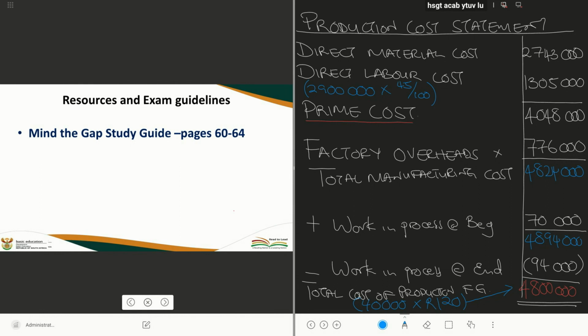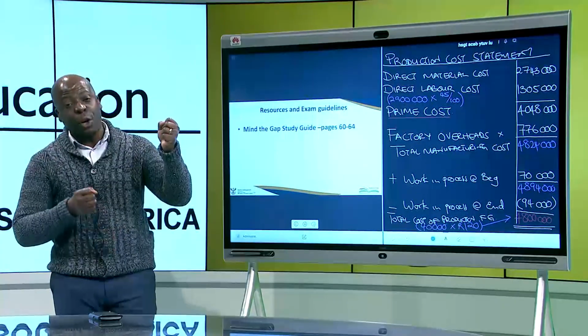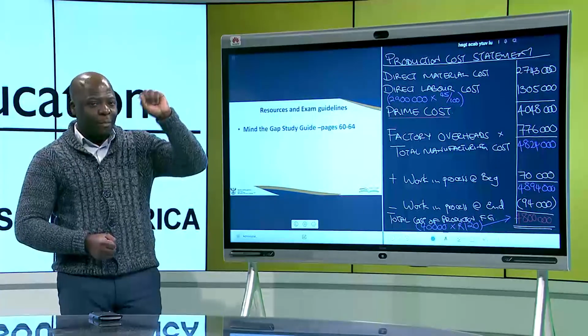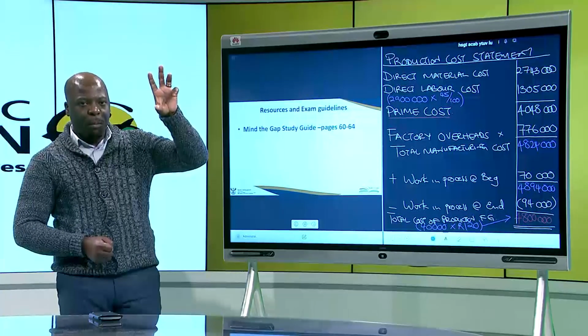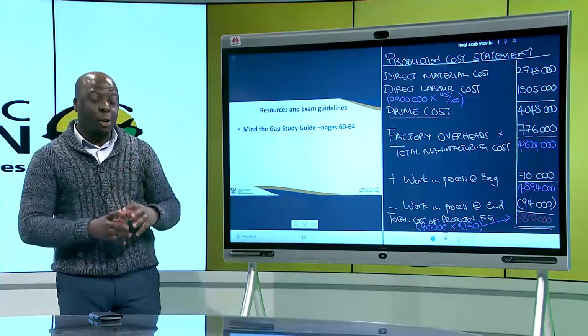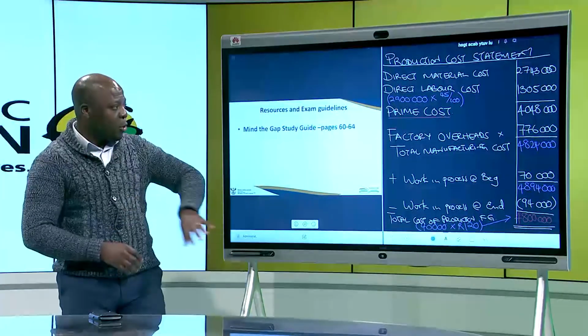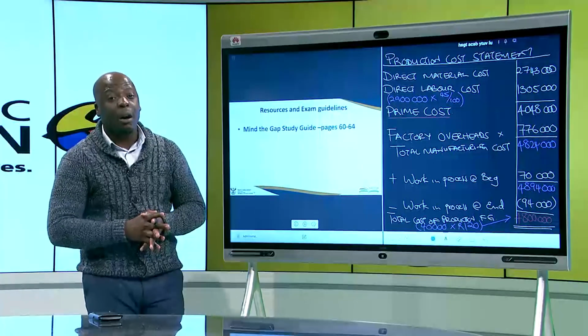But in my conclusion, before I let you guys off, you need to remember you have different types of costs. You have your direct and you have your indirect cost. And your direct cost, where does it go? Into the production cost statement, right on top. What does it form? Prime cost. And your indirect cost, where do they go? Factory overhead cost note, all right? And it still goes on to your production cost statement, but as factory overheads.